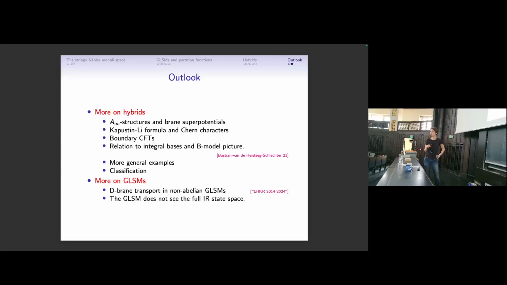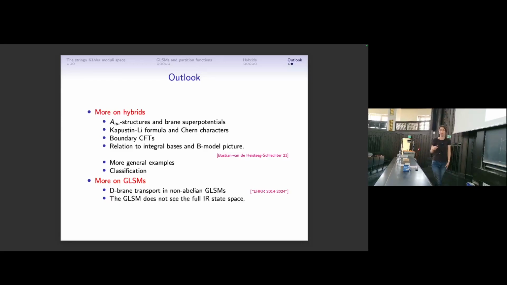There should also be boundary CFTs associated with these branes, which are not very well understood, or not understood at all to my knowledge. There is some work by the group around Thomas from the B-model side of finding an integral basis for hybrid theories in the one-parameter case, K-type models. And yeah, we should be able to clarify that. Also, the hybrids themselves are not classified. They should be of an order of magnitude of as many as Landau-Ginzburg theories in this whole list of Calabi-Yaus, maybe. And yeah, the GLSMs themselves also have some work to do.